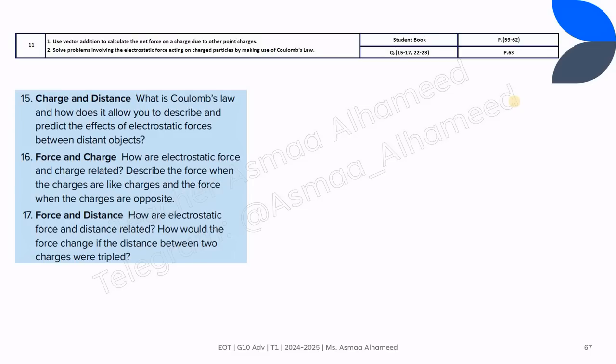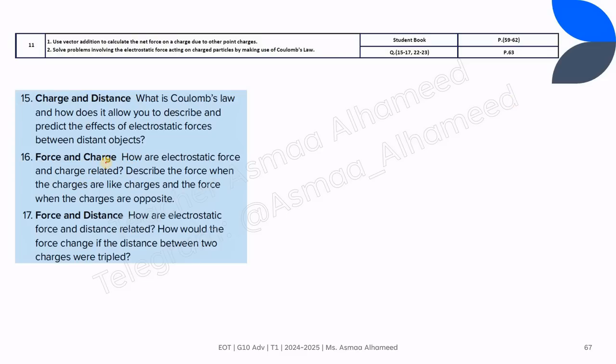Charge and distance. What is Coulomb's law and how does it allow you to describe and predict the effects of electrostatic force between distant objects? So as we said, it's a force that is proportional to the product of the two charges and inversely proportional to the distance between them. So how do we write it? We say F is equal to K Q1 or QA times Q2 or QB divided by the distance between the first charge and the second charge.